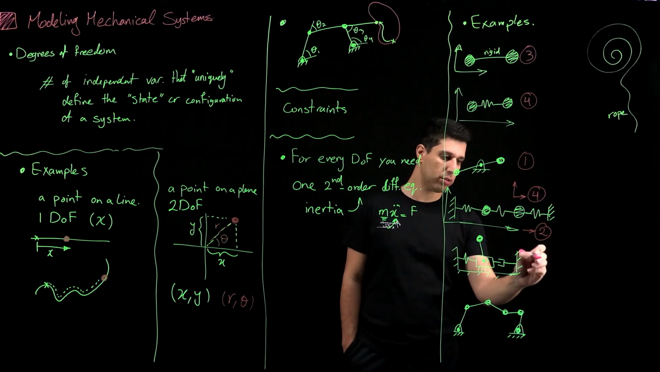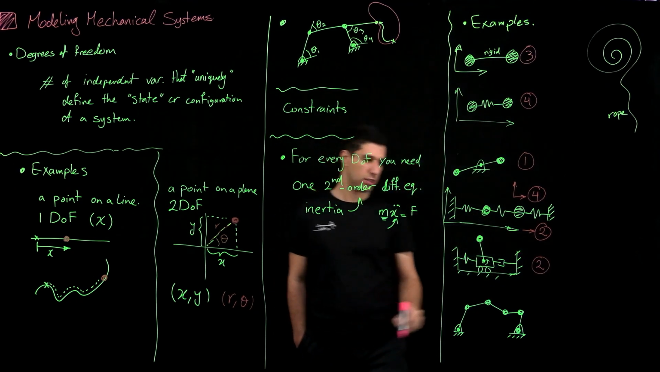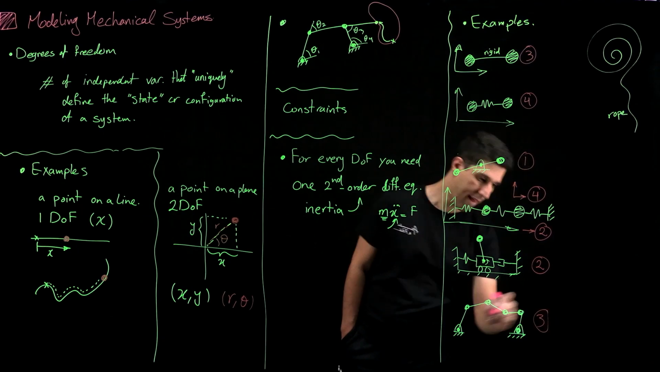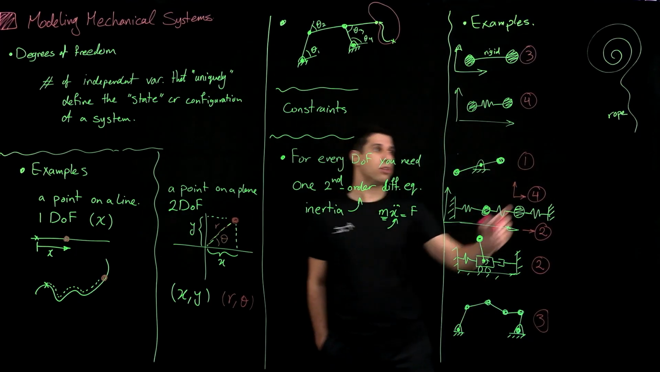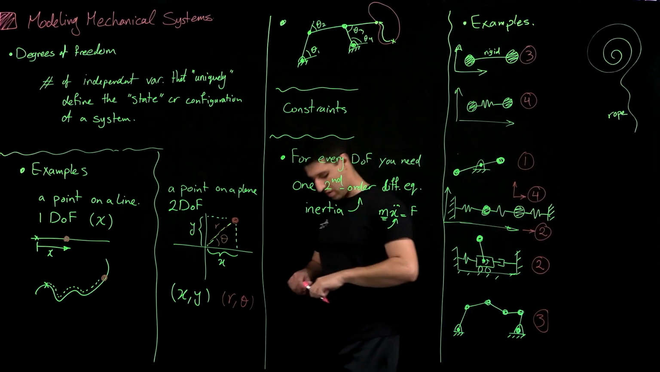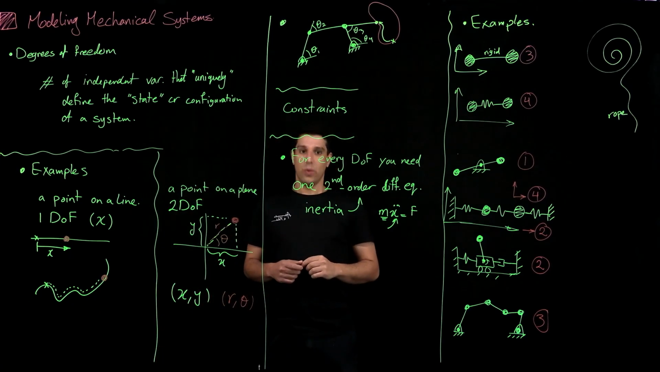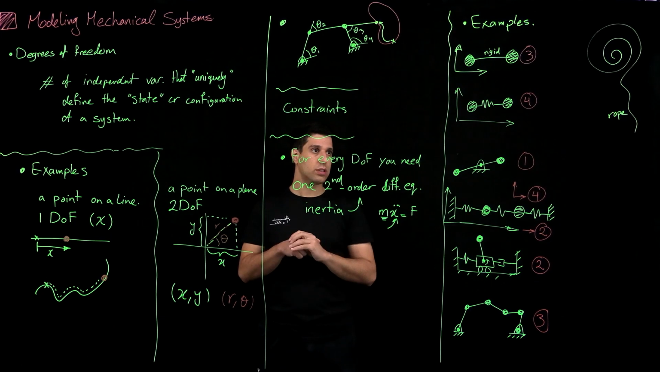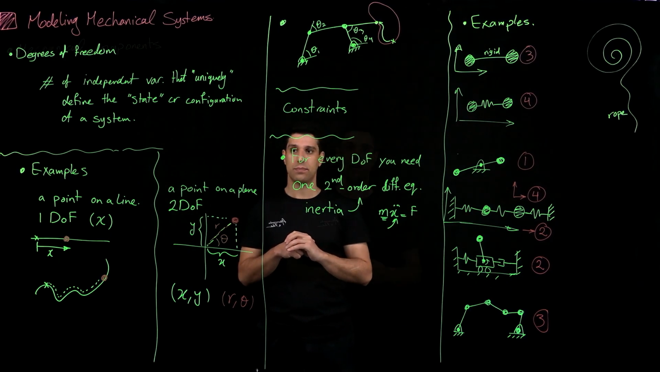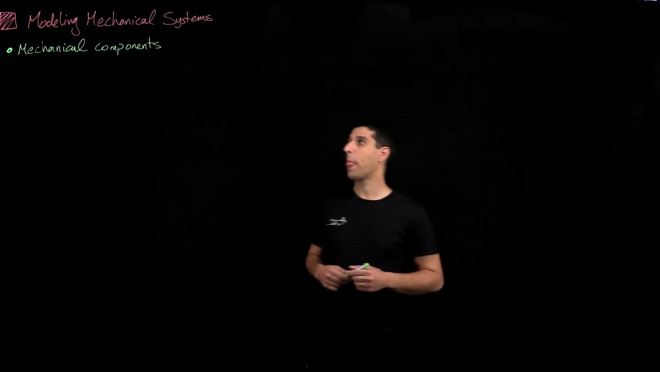This one has 2. This one has 3. I'm not going to write that down. Think about it. We can discuss it in class. All right, so let me clean up the board and we can continue.